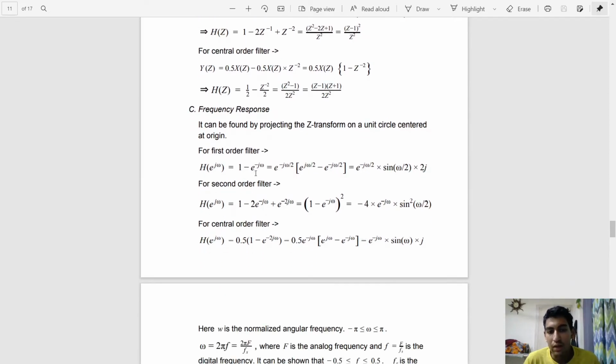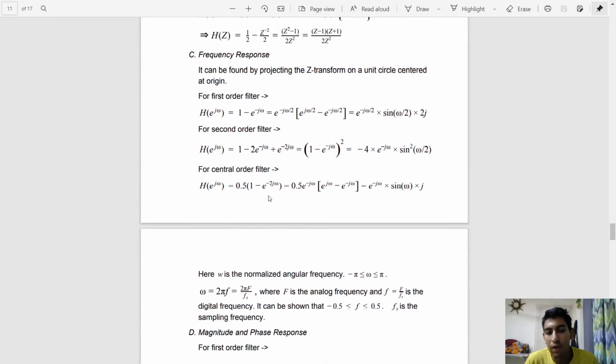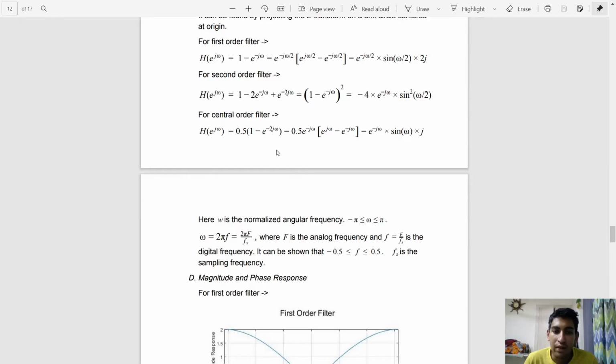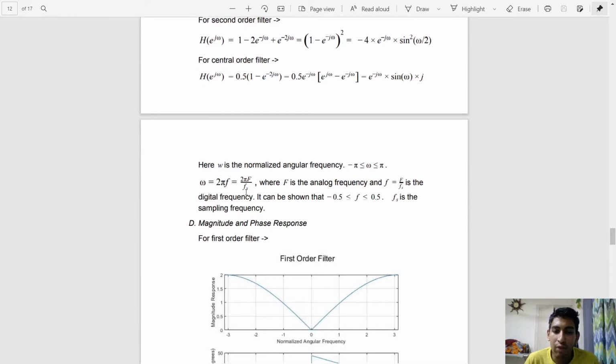So we get 1 minus e raised to power minus j omega for the first filter, 1 minus e raised to power minus 2 j omega for the second order filter, and for the central order filter we get 0.5 times 1 minus e raised to power minus 2 j omega. And of course we can simplify them by taking common terms. Again, omega here is the normalized angular frequency, and it varies from minus pi to pi, and it can be decomposed into 2 pi capital F by small fs, where fs is the sampling frequency and capital F is the analog frequency.